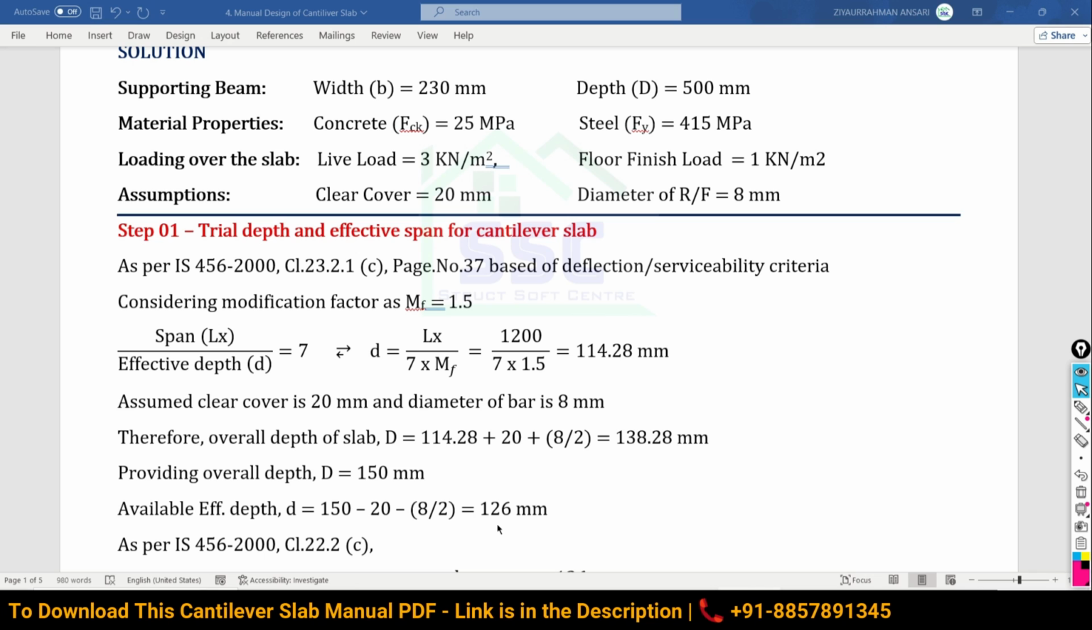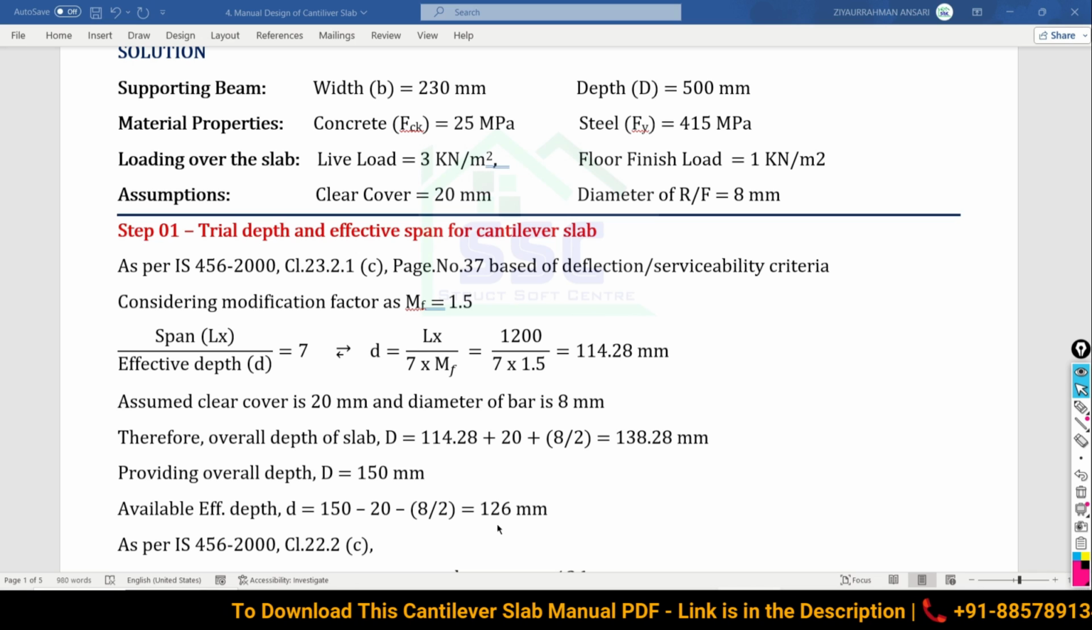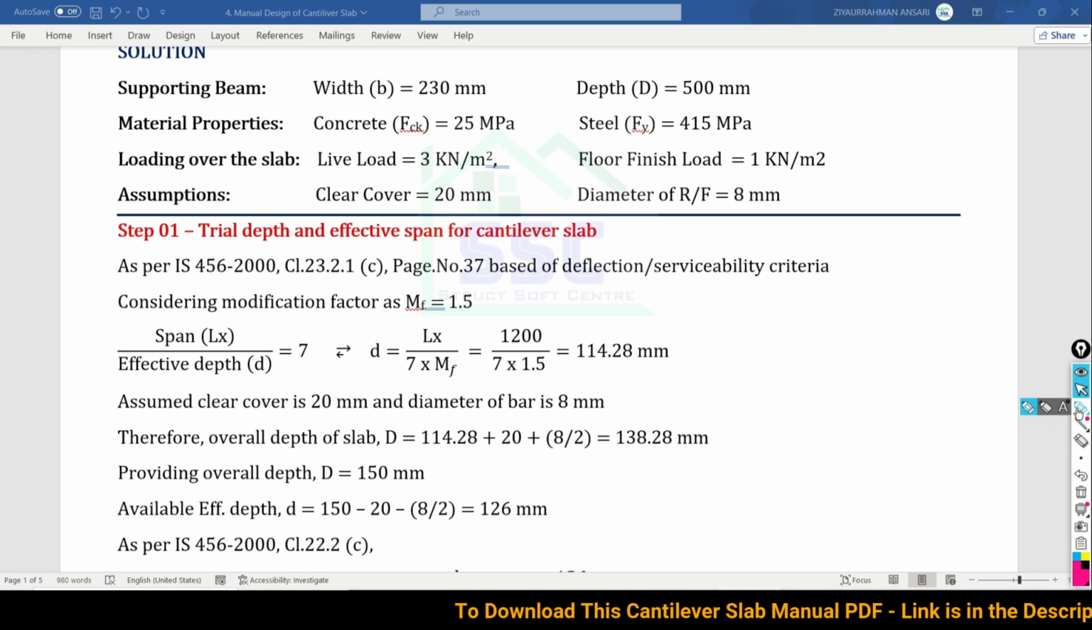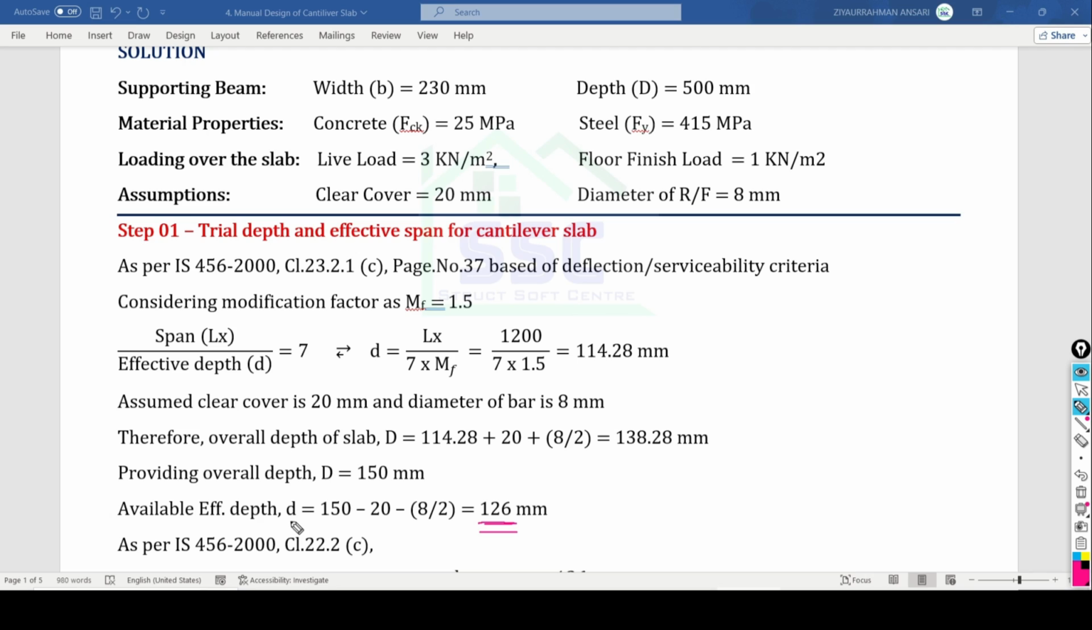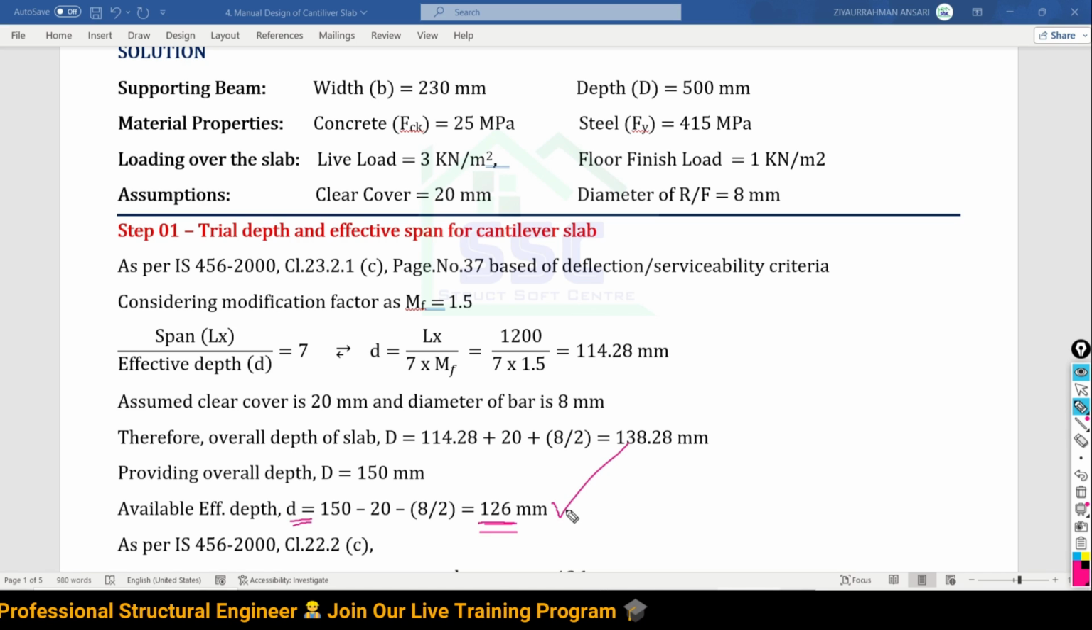150 minus 20 minus 4. So yes, 126 mm. There is a presence of 126 effective depth. So we will do the further calculation with this trial effective depth. It is not the final one. If it is satisfying all the design checks, then we are going to keep it. Otherwise we need to decrease it or increase it, we will decide later.